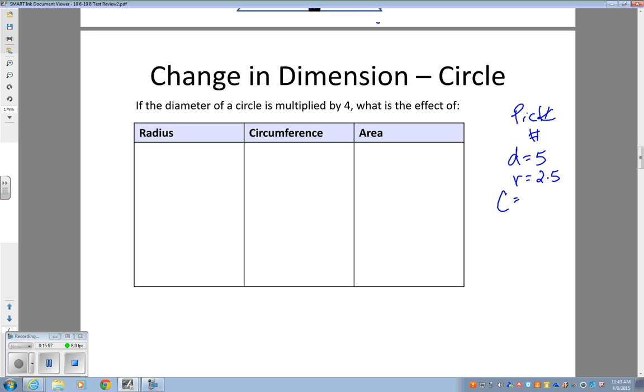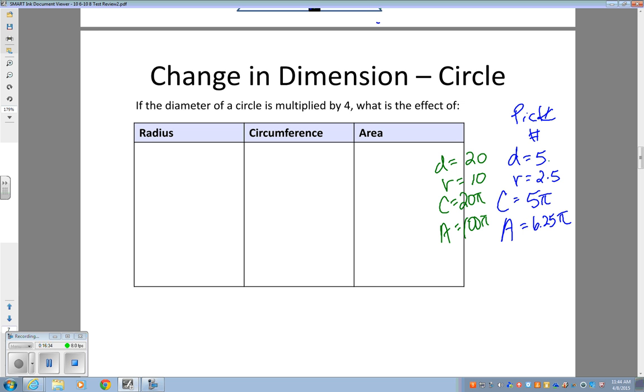Okay, what would be the circumference? It would be 5 pi. Okay, and what would be the area? Yeah, so that'd be 6.25 pi. Okay, so if our diameter was 5 and I multiplied it by 4, then my new diameter would be 20, right? So what would the new radius be? It'd be 10. What would the new circumference be? 20 pi, right? And then my new area, 100 pi.